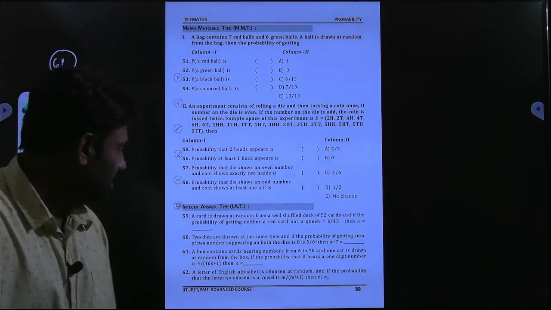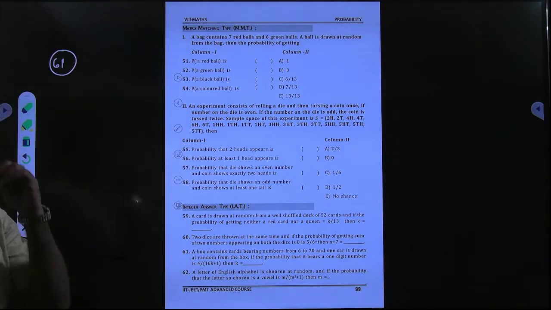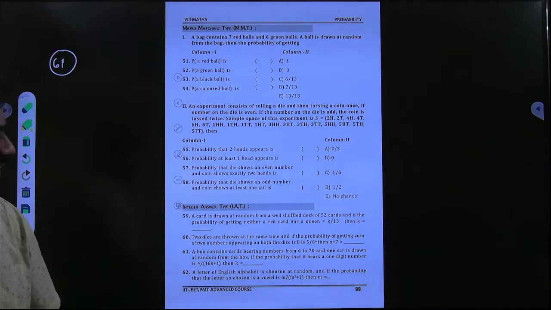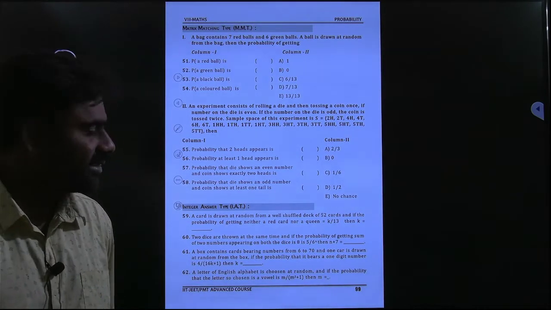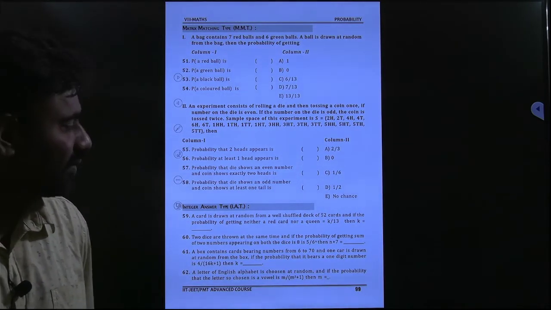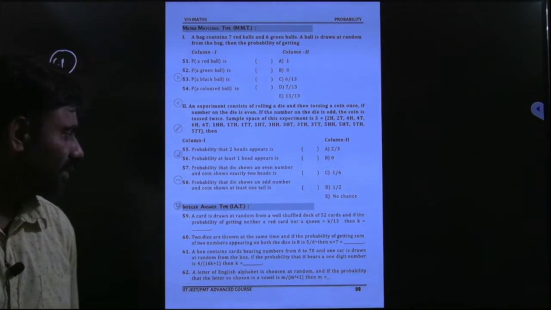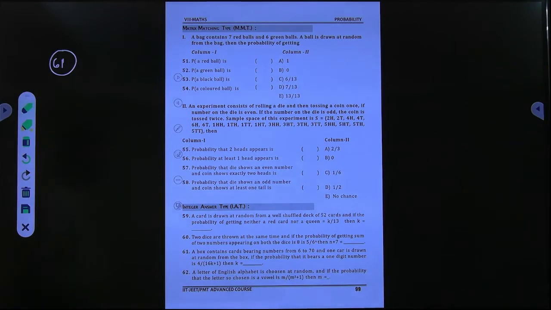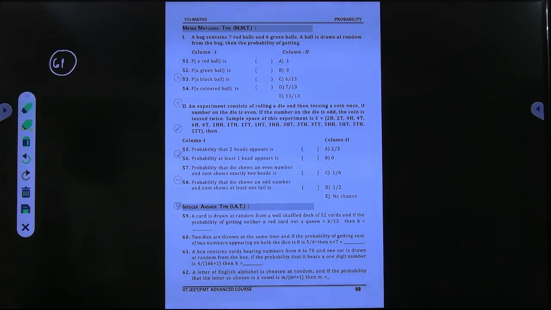A box contains cards bearing numbers from 6 to 70 and one card is drawn. Here students, you have to remember it as: this is not a car, this is a card. Instead of car, it is typed. Make it correct. One card is drawn at random from the box. If the probability that it bears a one digit number is 4 by 16k plus 1, then k is equal to what?